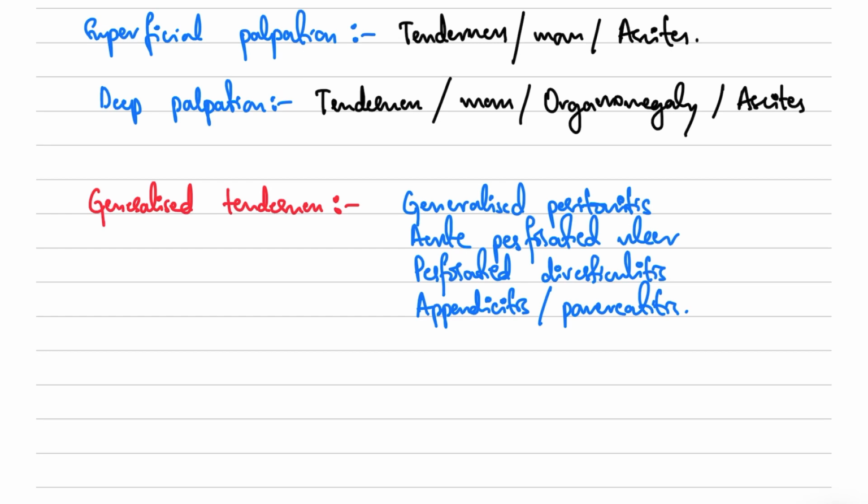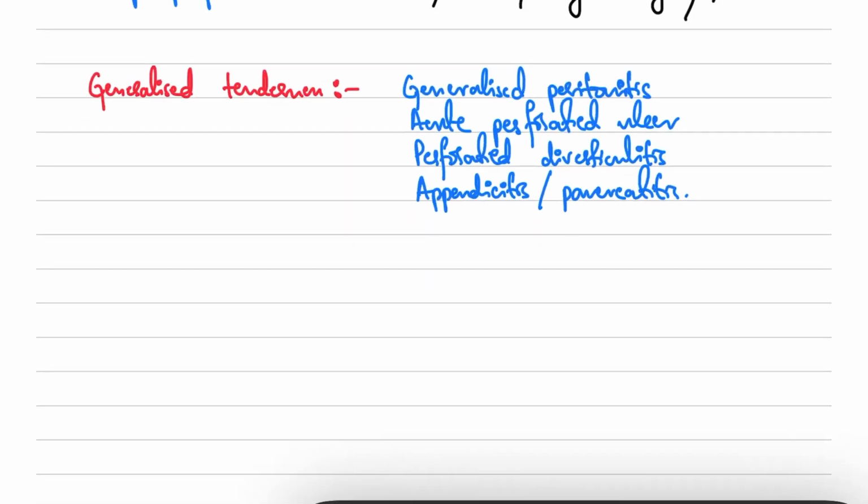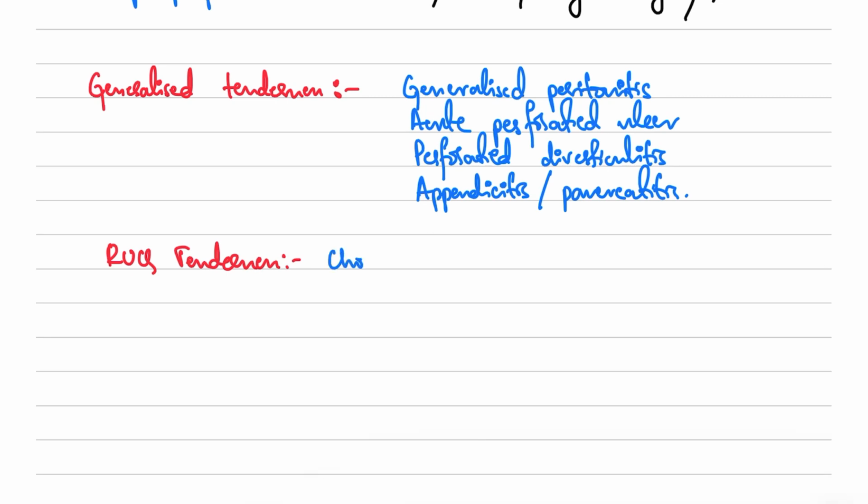So now we are going to go according to the 9 regions of the abdomen. If the patient has right upper quadrant tenderness, it can be a cholecystitis, it can be an ulcer, it can be a pancreatitis, it can also be due to hepatitis.